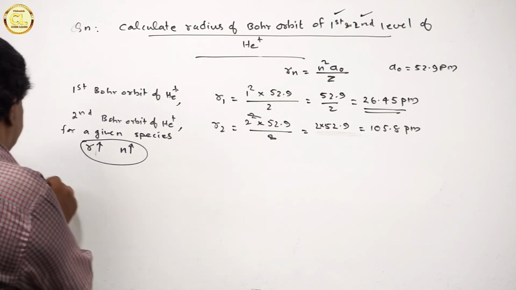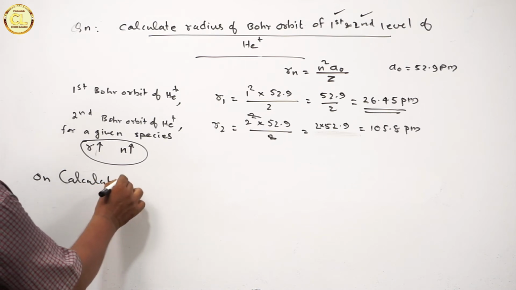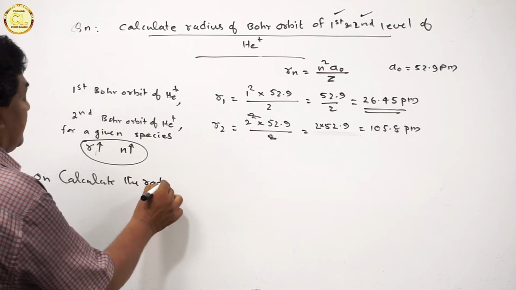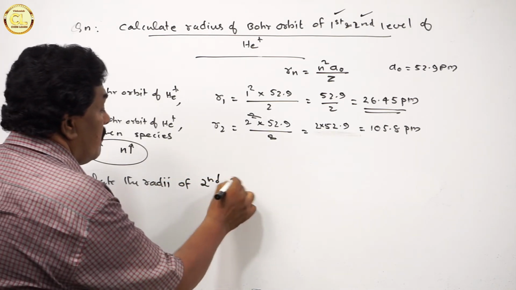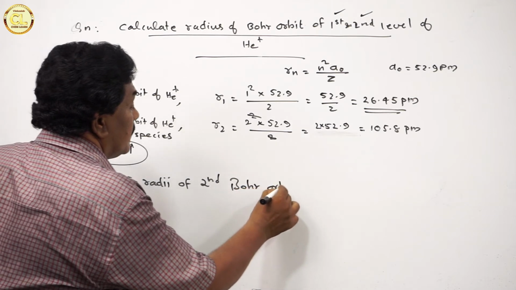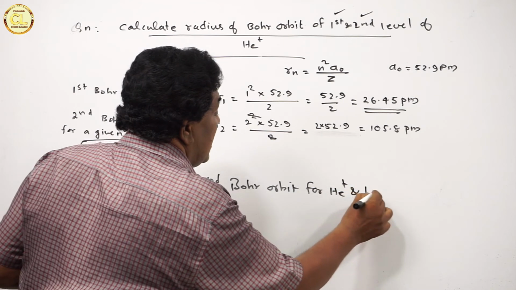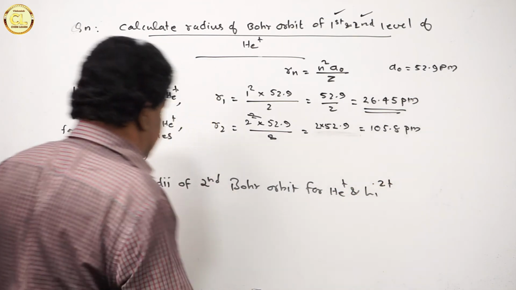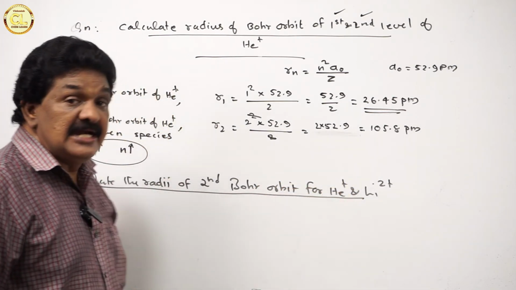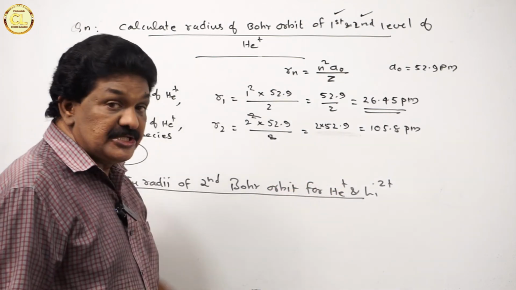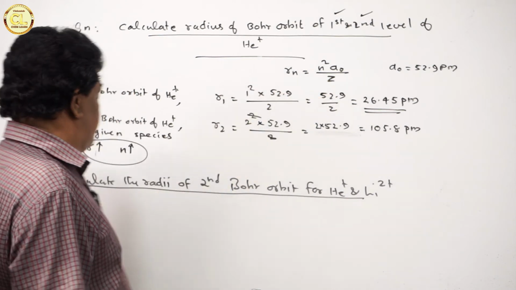Another question. Calculate the radii of second Bohr orbit for He+ and Li2+ species. See, both of them are single electron systems, so they obey Bohr theory. Therefore, radii can be calculated using this relationship.